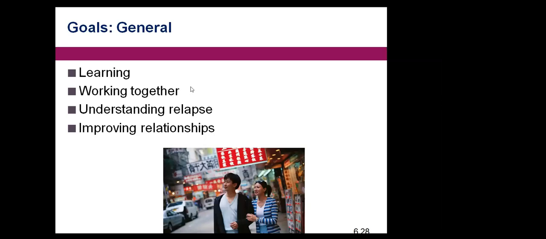So what are the goals? There are general goals here: learning, working together, understanding relapse, and improving relationships. Let them learn new information about substance use and help them with the misconceptions, and then work together to support the client in recovery and understand that relapse may come, but that doesn't mean they should give up. They should still be hopeful, encouraging and supportive of the client, because they are going to be some of the recovery capital of the client.